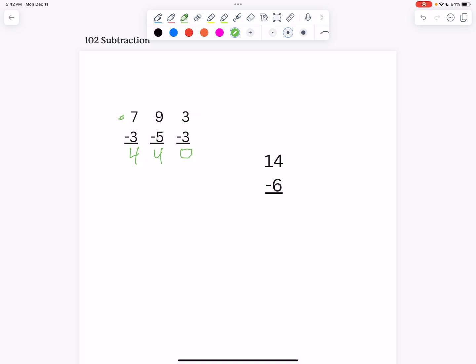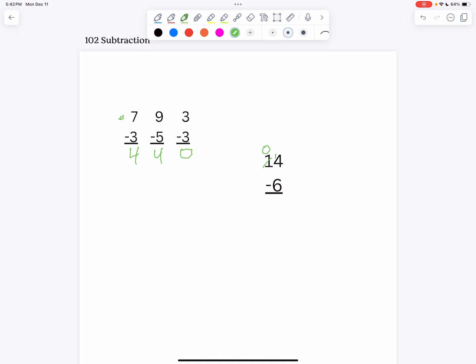So now we have a different situation where we have what's called borrowing. Because in the ones column over here, we don't have enough. The 4 is not enough to take away 6. So what we do is we change the 1 into a 0, which means no tens, and we put a little 1 next to the 4.